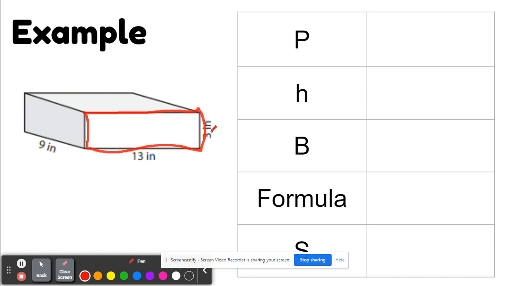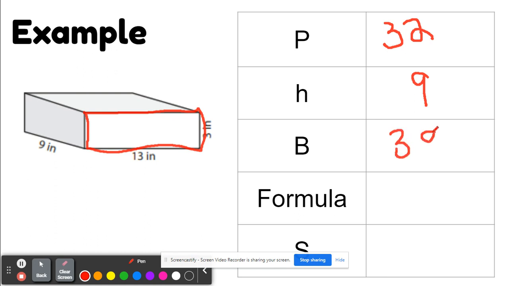So 13 plus 3 is 16. If I do that twice, I'm going to end up with a perimeter of 32. Okay, and again, I did that just by adding all four sides of my rectangle. My height is the distance between the two bases because remember with a prism, we've got two bases. So here, the distance between there is going to be 9. The area of my base, I'm saying is 13 by 3. 13 by 3, I'm going to have an area of my base of 39.